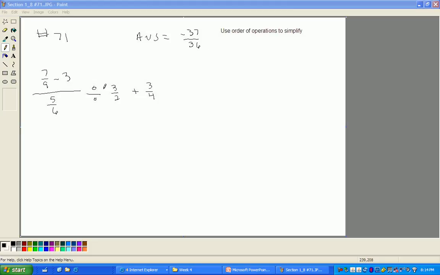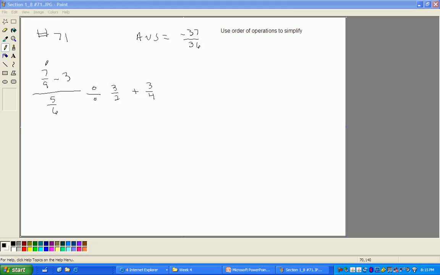Using the order of operations, the first thing we look at is, do we have anything in parentheses or brackets? Nope. Do we have any exponents? Nope. So now we just work division and multiplication from left to right, top to bottom. Up here we have addition, so we can't do anything there. We have division on the bottom, so we have to figure out this term before we can move forward.